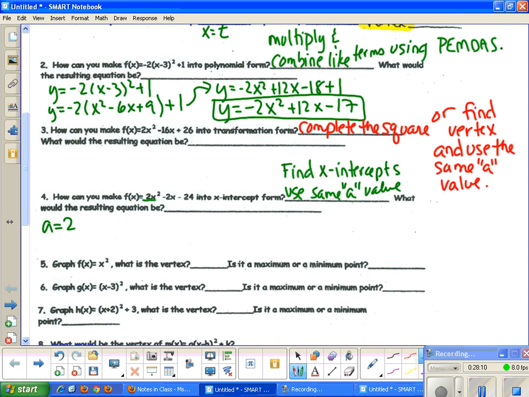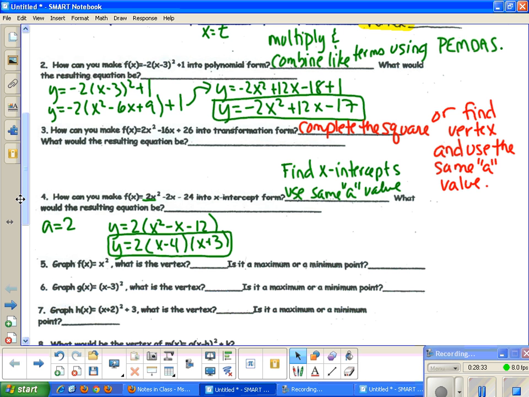So I'm just going to go ahead and factor this. I know 2 is common between all of them. So y is equal to 2, and this would become x squared minus 4x minus 12. And then this becomes y is equal to 2 times x minus 6 times x plus 2, which would be my x-intercept form. So that was easier because it factored. But if you didn't know that it factored and used the quadratic formula, you would have gotten that your x-intercepts would be 4 and negative 3, and then you just plug it into your equation.